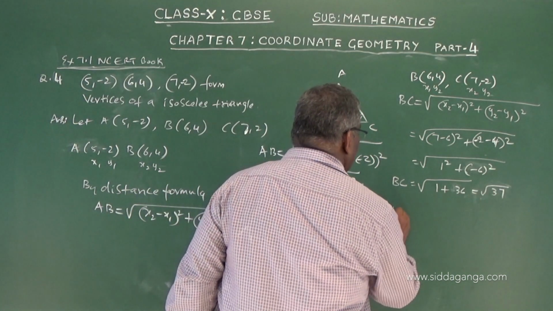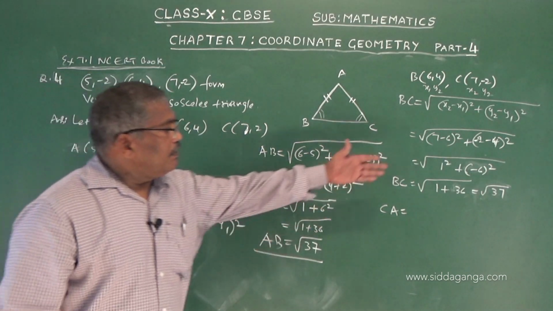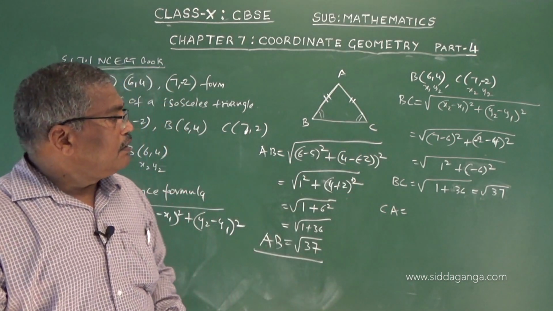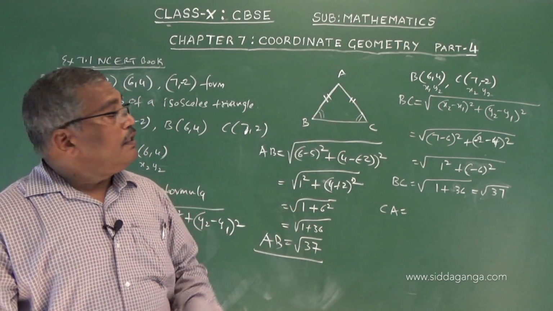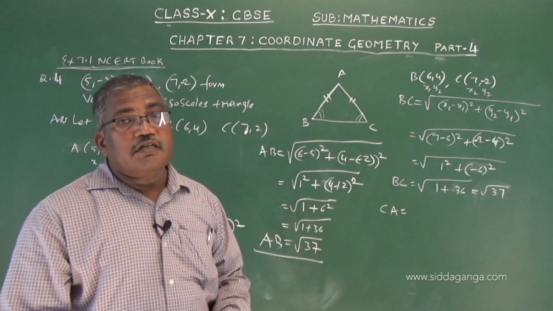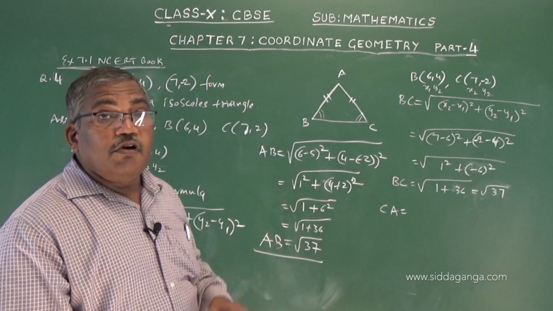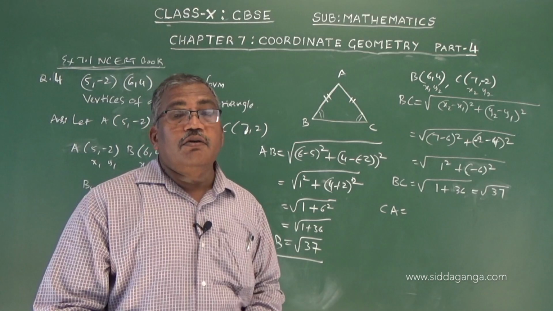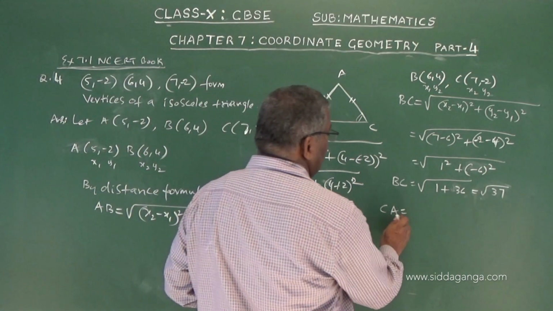Find CA. See, two sides are equal. So therefore we can say they may be a part of one of the isosceles triangle. But the sum of any two sides should not be equal to the third side.